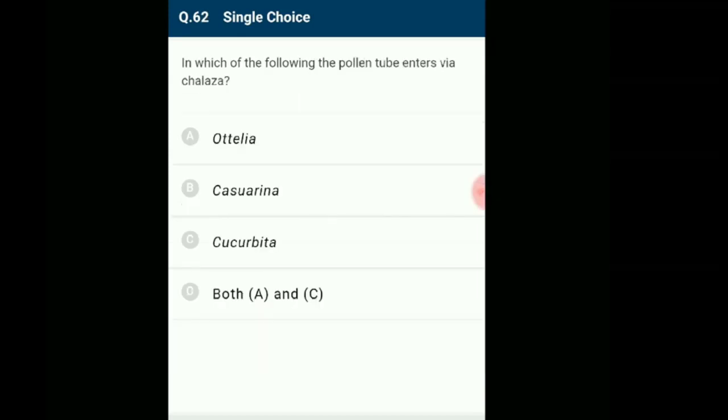Question number 62. In which of the following does the pollen tube enter via chalaza? There are three possible ways for the pollen tube to enter the embryo sac. First, in most cases, the pollen tube enters through the micropyle, called porogamy, as seen in Lilium. Second, in Casuarina, the pollen tube enters through the chalaza, called chalazogamy. Third, in Cucurbita, the pollen tube enters through the integuments or funicle, called mesogamy. So the correct option is B, Casuarina.